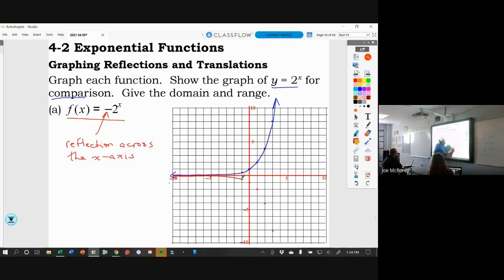Oh, it's just the exact same. And I can't see what you're doing over there. I know, it's hard to see over there. Okay, so there it is.